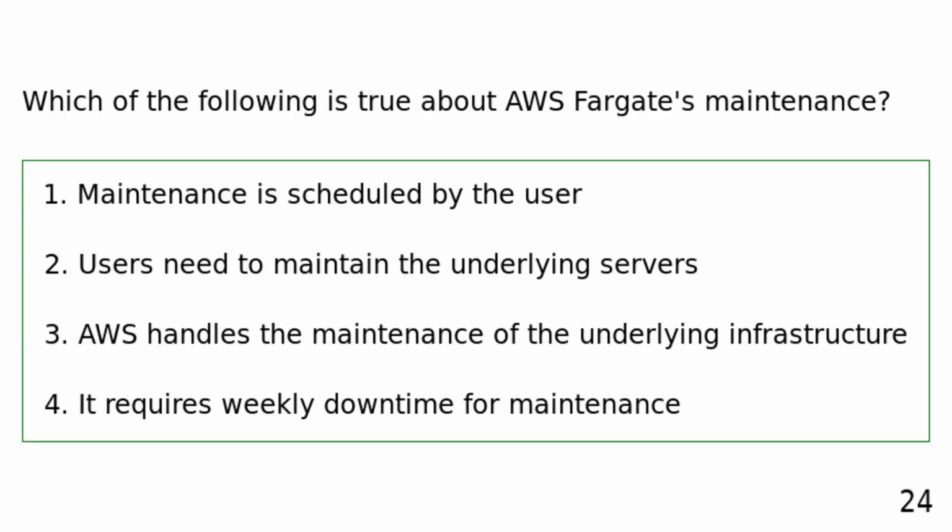Which of the following is true about AWS Fargate's maintenance? Maintenance is scheduled by the user. Users need to maintain the underlying servers. AWS handles the maintenance of the underlying infrastructure. It requires weekly downtime for maintenance.